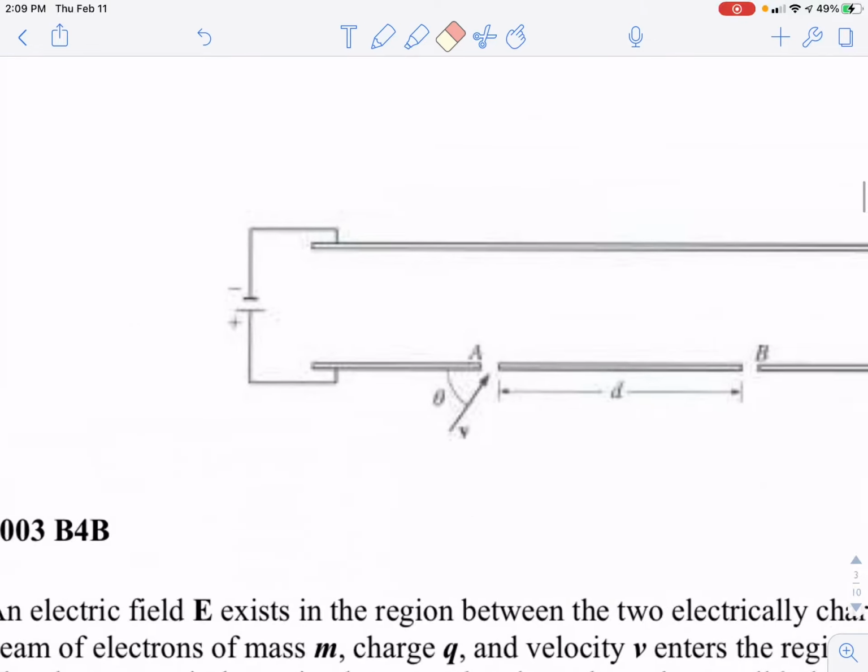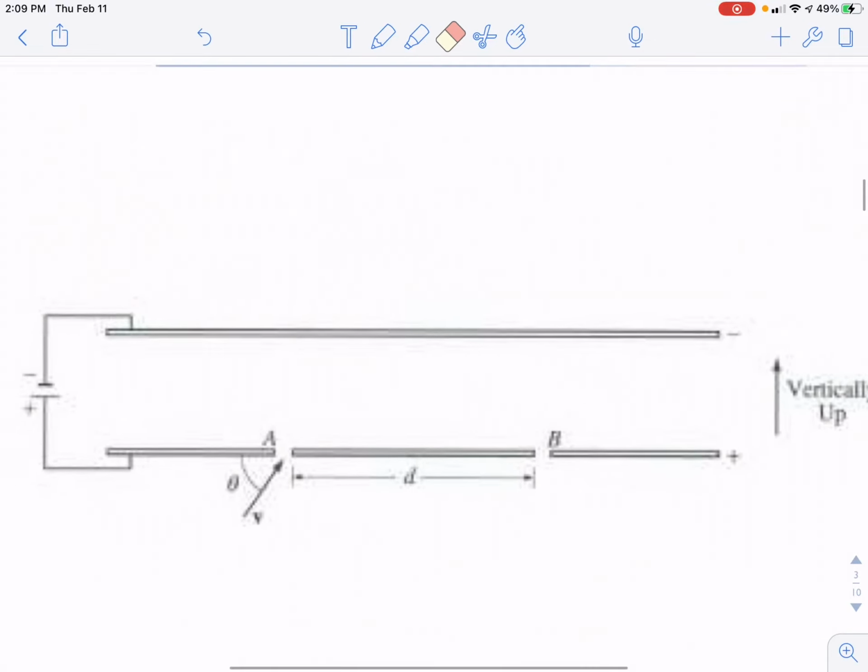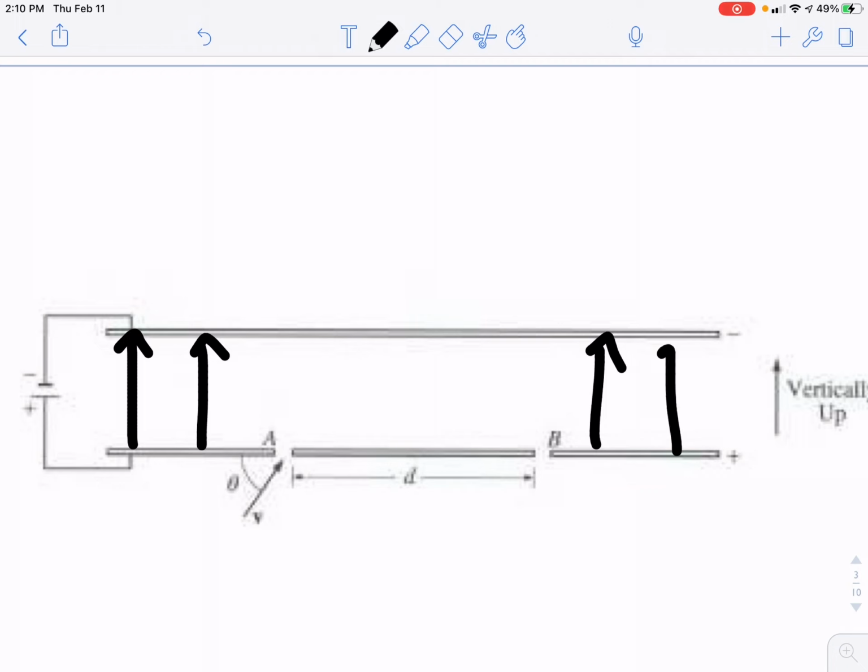Well, we can see from the picture here that the potential difference has been established. This is the point of low potential, that's the point of high potential. And electric fields are always moving from high to low potential. So we would draw the electric field this way, with one E in there just to label it.